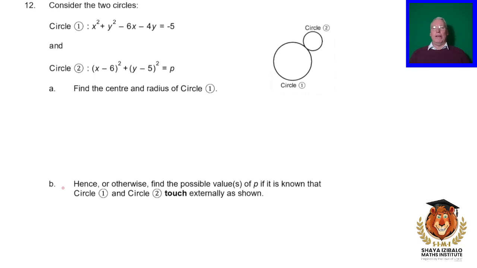All right, let's try this one. If you haven't tried it yourself yet, let's pause the video. All right. These two circles touch. First thing it says is find the center and the radius of circle 1. So we're going to have to write circle 1 into that form. Then the next thing says, what's the value of P here if these two circles just touch? Notice the word touches in bold. The circles don't cut one another and they don't miss one another. They touch at a single point. Okay, pause the video, have a go, and then we'll take a look at it shortly.